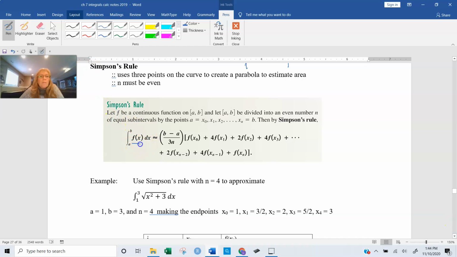Here's my function, f of x. It takes b minus a and it divides by 3n. All right, n again is the equal number of how you want to divide up your little parabolas that you're creating. So it's the first function as is, plus, and then it alternates 4 times, 2 times, 4. All right, so it's 4 times the next one, 2 times the next, plus 4 times the next. It continues that pattern until you get to the very end one, and then that's itself. So first is left alone, second's left alone, 4, 2, 4, 2. This time it's b minus a over 3n because it's doing 3 points.